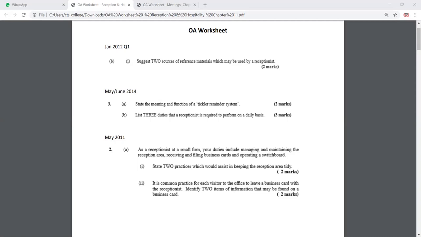Managing and maintaining the reception area, because remember we discussed that the reception area should always be clean and tidy, right? So another duty of the receptionist is to maintain and manage the reception area. Filing of business cards, receiving letters and parcels, maintaining the reception register, introducing visitors, dealing with visitors, all of those are possible answers. The question I asked for was just three duties, right? So we covered more than three duties.